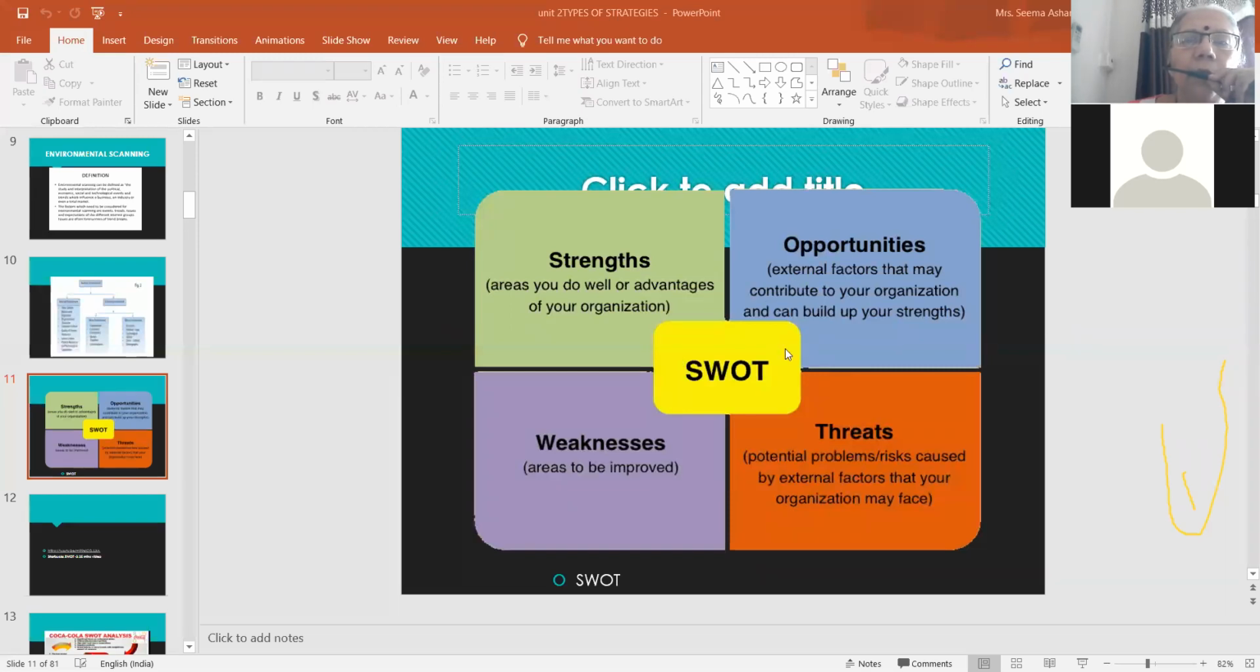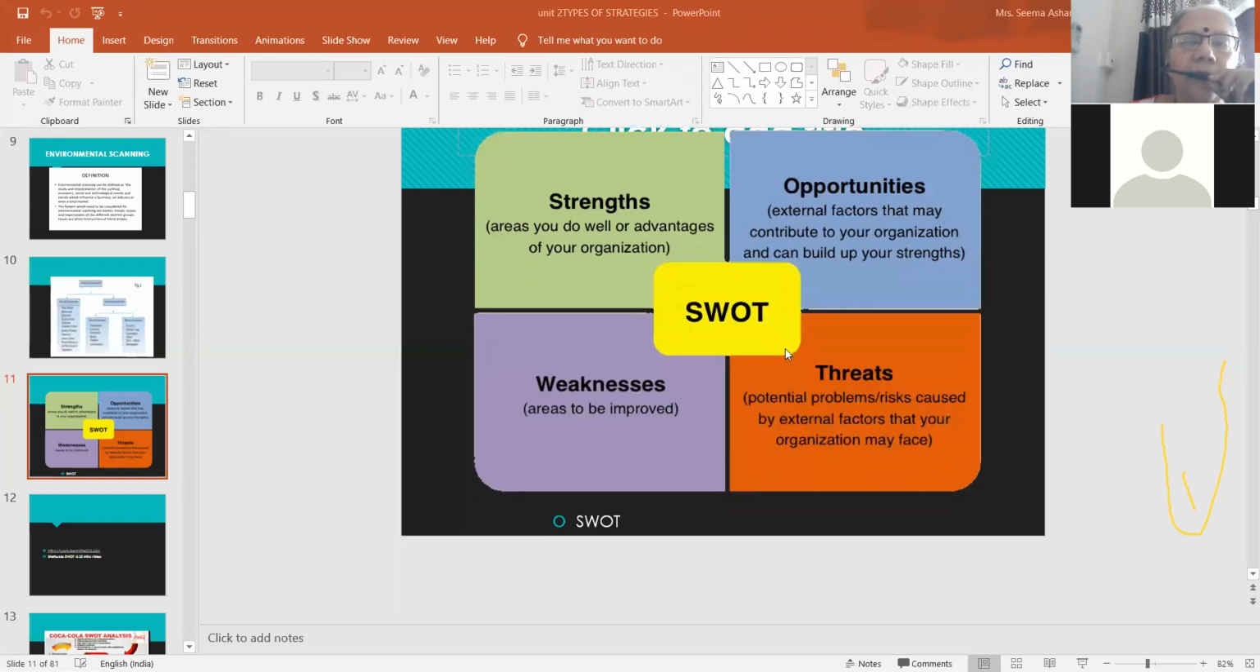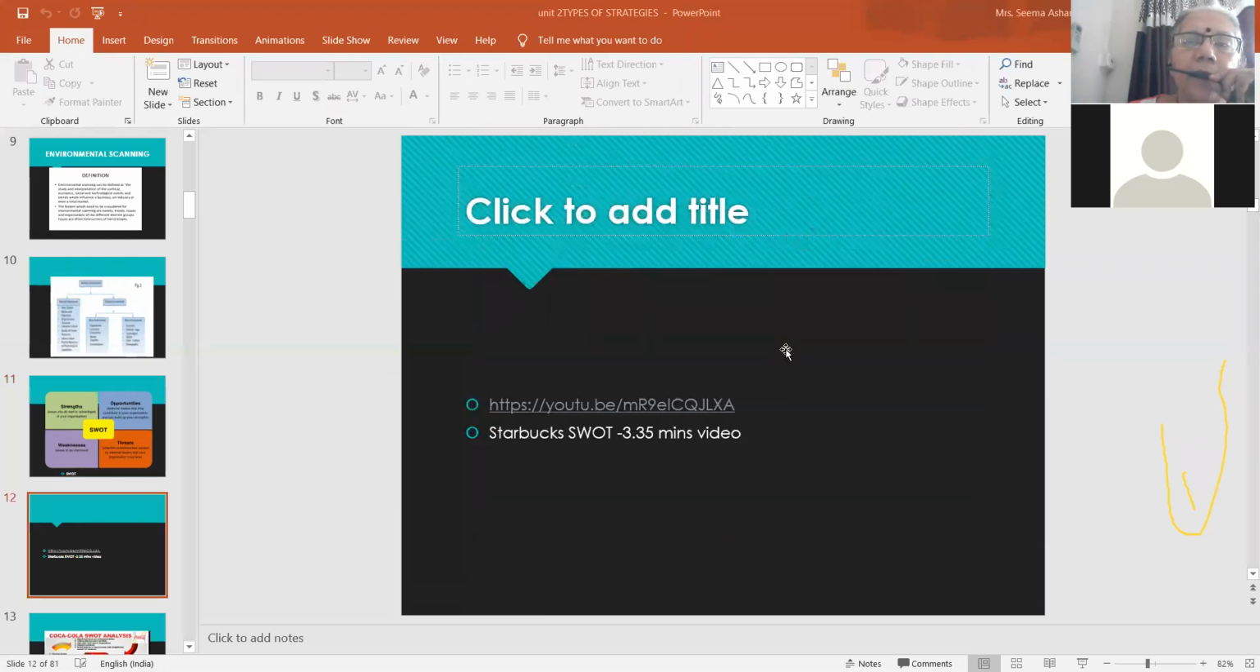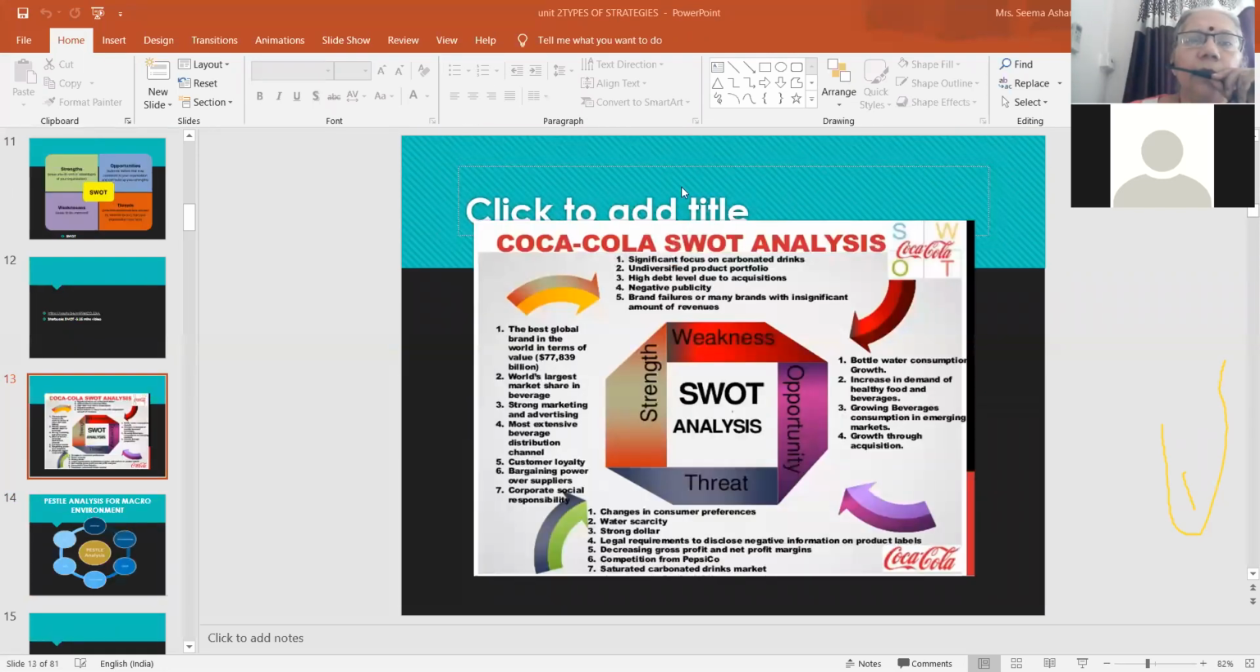You can have number of examples of SWOT analysis. You can search on the net, surf on the net, and you will find the SWOT analysis of Coca-Cola and so many different companies. You can make your own SWOT analysis also. You can find out your own strengths, weaknesses, opportunities for you, threats for you.